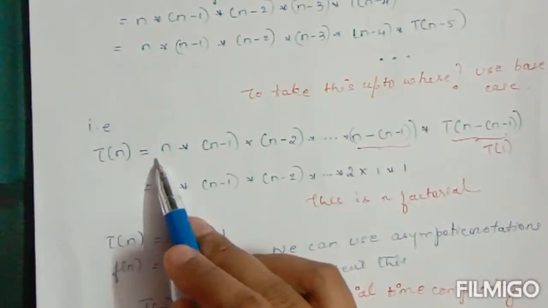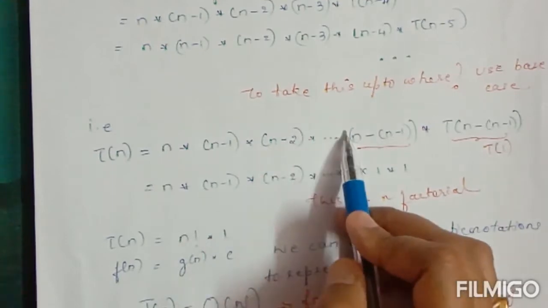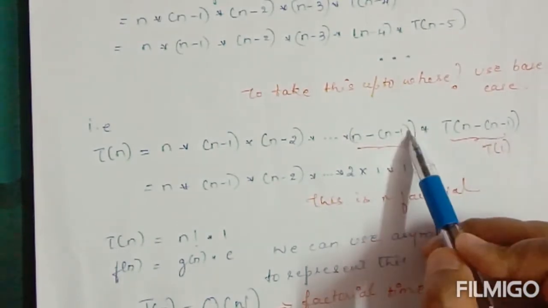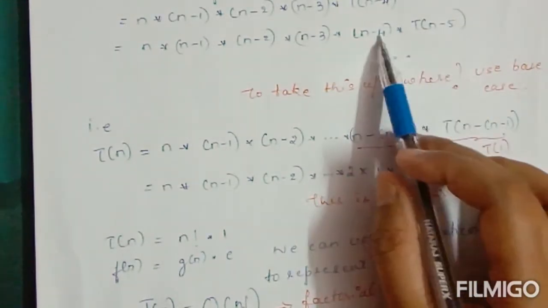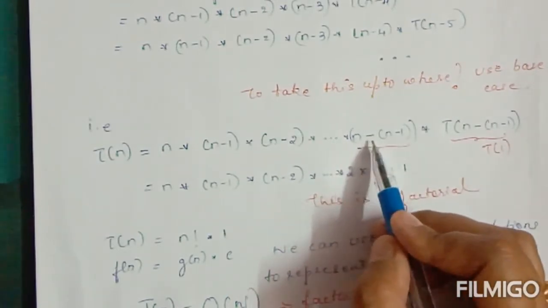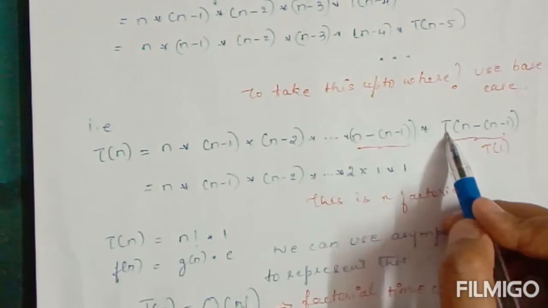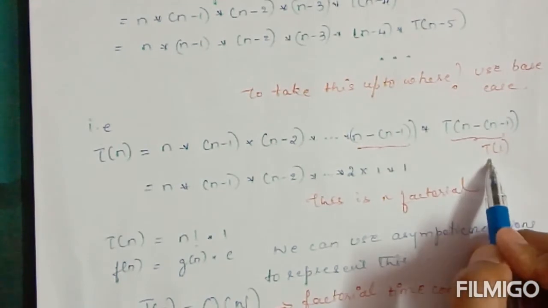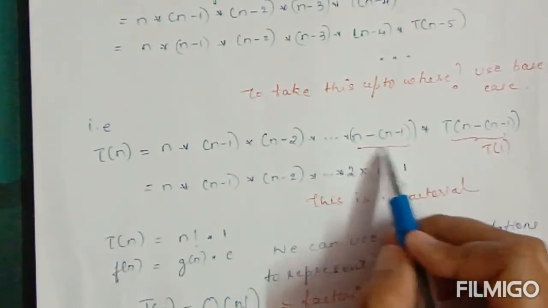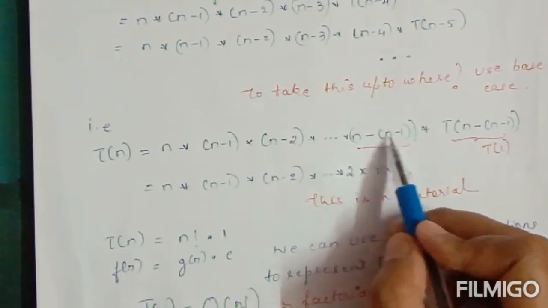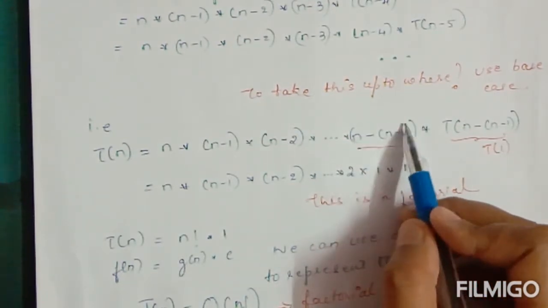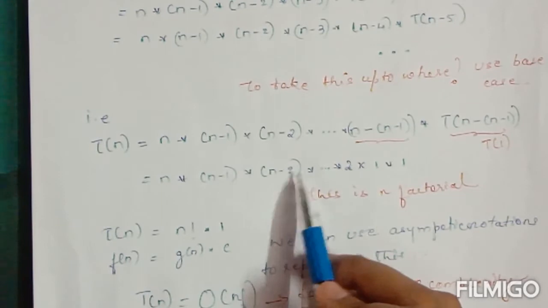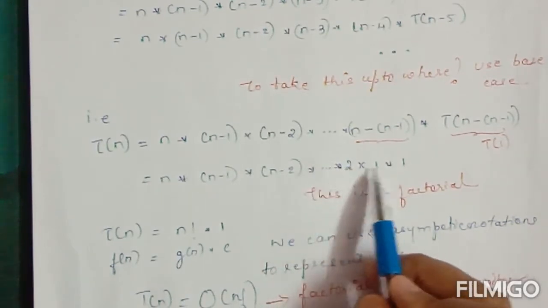So I will write t of n equals n into n minus 1 into n minus 2 and so on. Here we need up to n minus 1, and here also it will come up to n minus 1. So I'll have t of n minus 1. Now this particular thing is our t of 1, and this also will solve to 1. N minus n will cancel, minus into minus plus, it will become 1. So I'll write it again. It is n into n minus 1 into n minus 2 and so on. So we get 3 into 2 into 1.